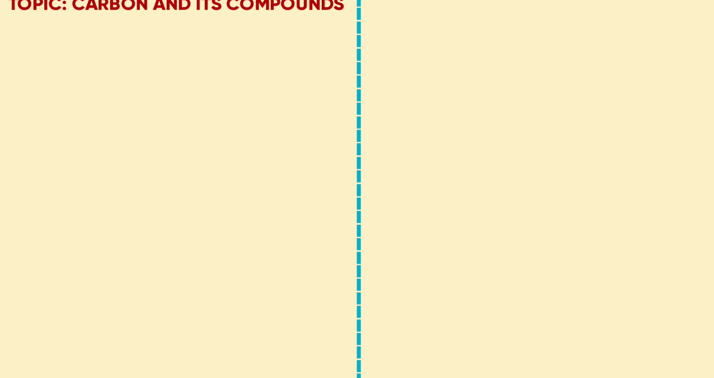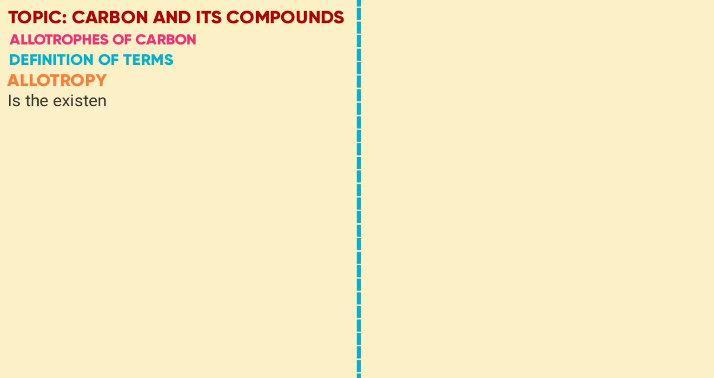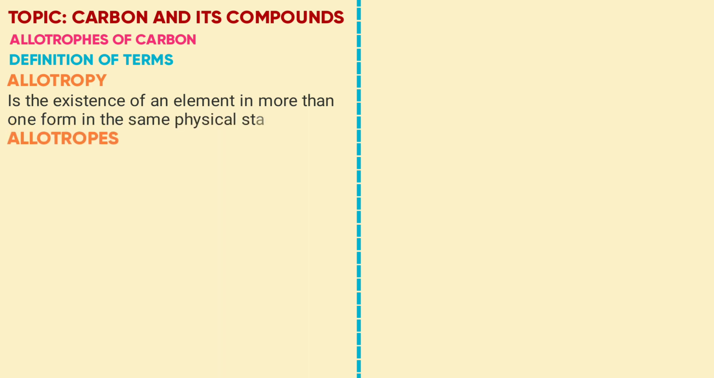Welcome learners. Today we want to look at carbon and its compounds. We begin by looking at the allotropes of carbon. First of all, differentiate between the term allotropes and the term allotropy. Allotropy is the existence of an element in more than one form in the same physical state. Allotropes are different forms of an element existing in the same physical state.